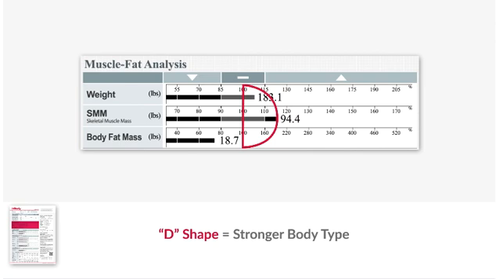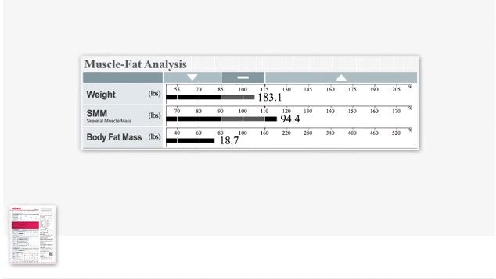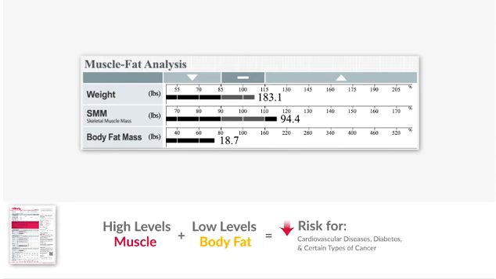The D shape represents a physically strong, healthy body. Those with lots of muscle mass may even end up in the above range for both muscle and weight. A D-shaped body can be considered to have a healthy balance of body composition variables. High levels of muscle and low levels of body fat decrease the likelihood of developing diseases like cardiovascular diseases, diabetes, or certain types of cancer.